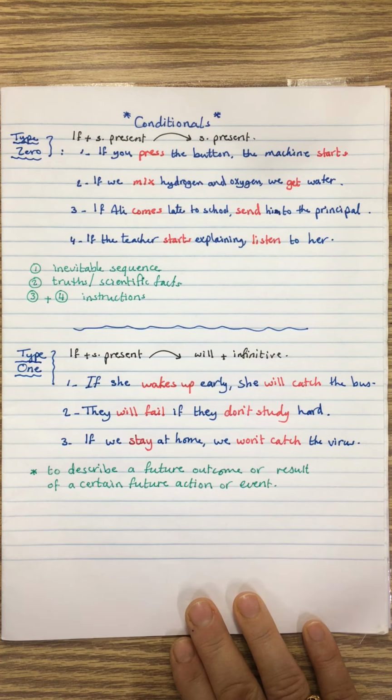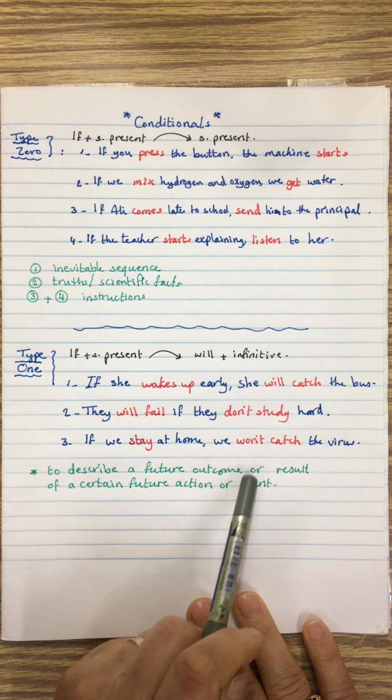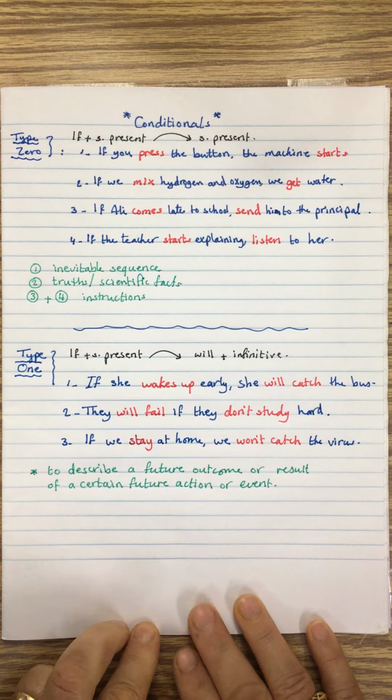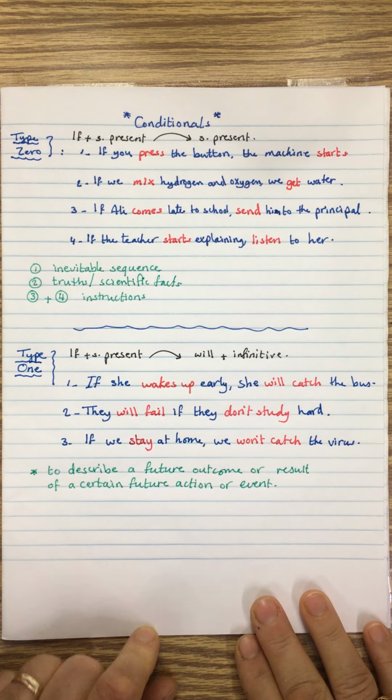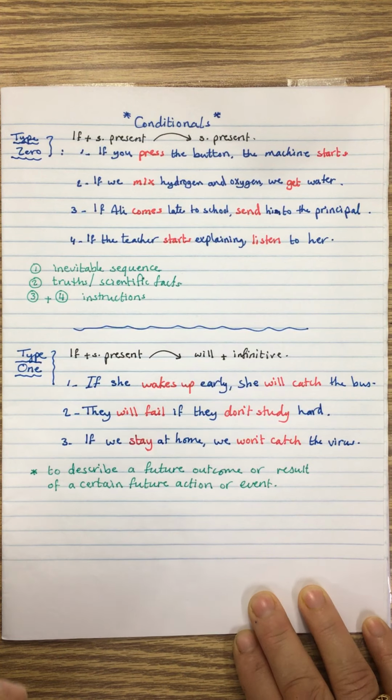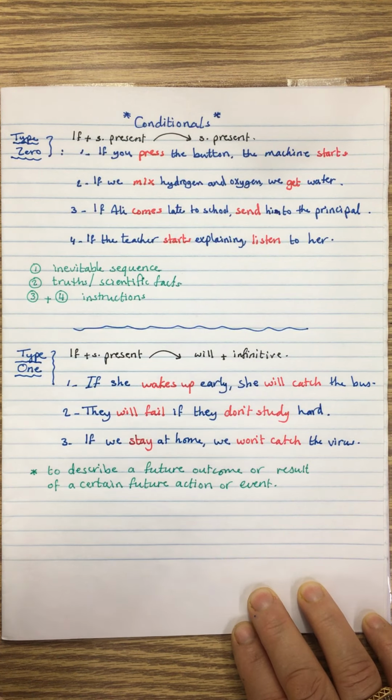And usually we use type 1 to describe a future outcome or result, something that will happen in the future as a result of a certain future action or event. إذا النتيجة رح تحصل متى رح تحصل في المستقبل كنتيجة لشيء معين.